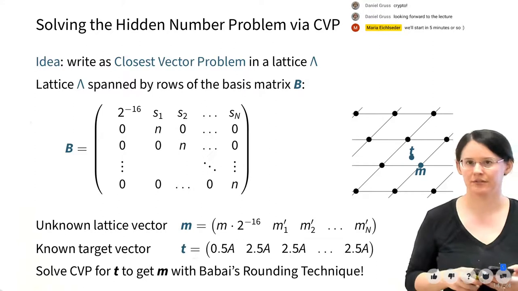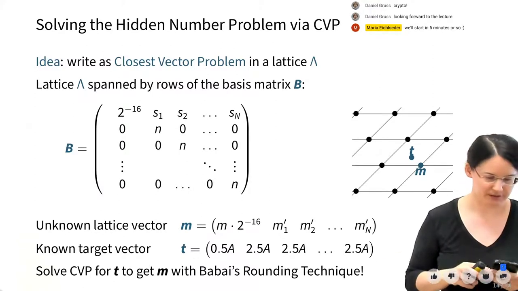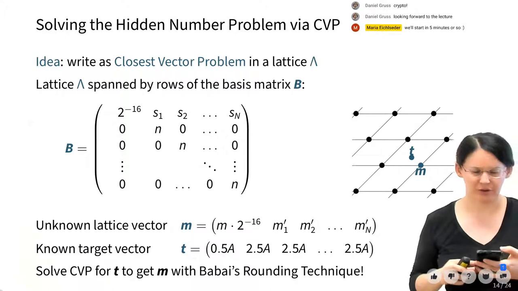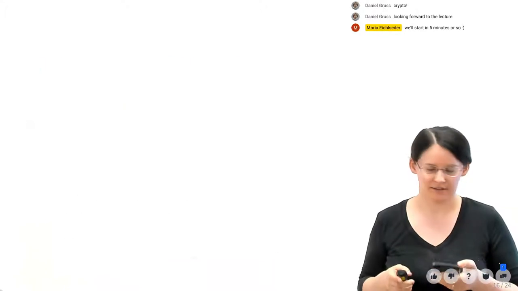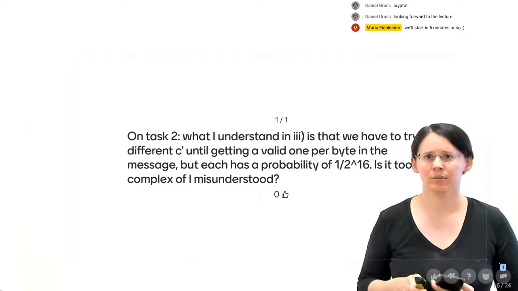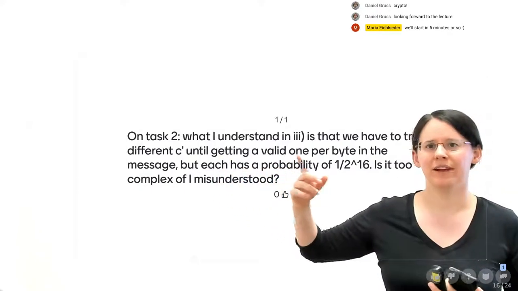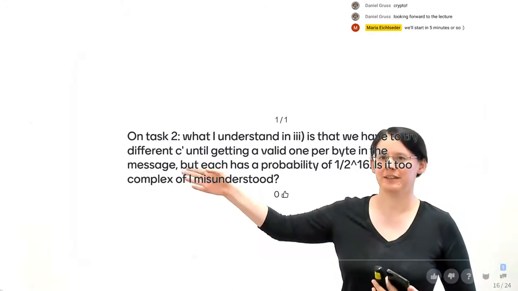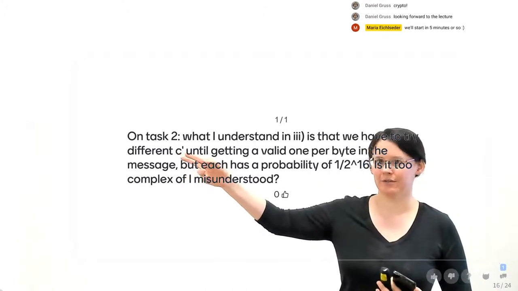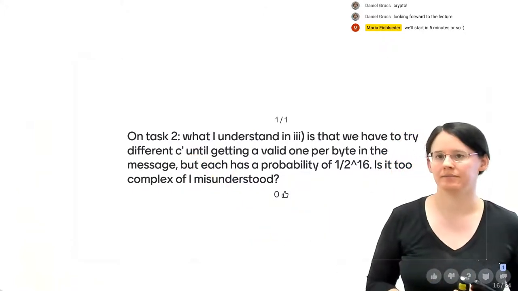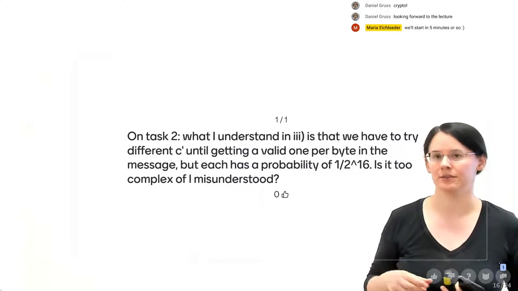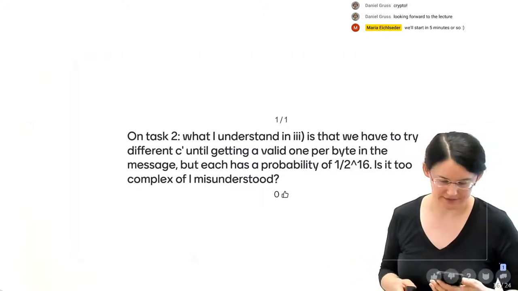So I hope this addressed your question. It seems to me that you understood everything correctly. What I'm not sure about in your question, if I show that again, is what you mean by until you get a valid one per byte in the message. I'm not sure what this means. So what you do is you simply test if your resulting ciphertexts start in the decrypted version with 0002. That's everything you test.